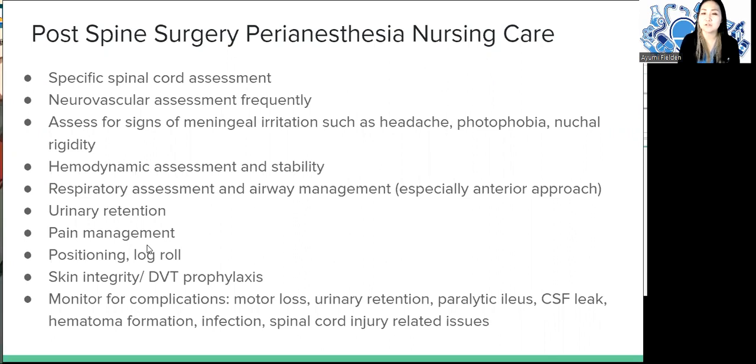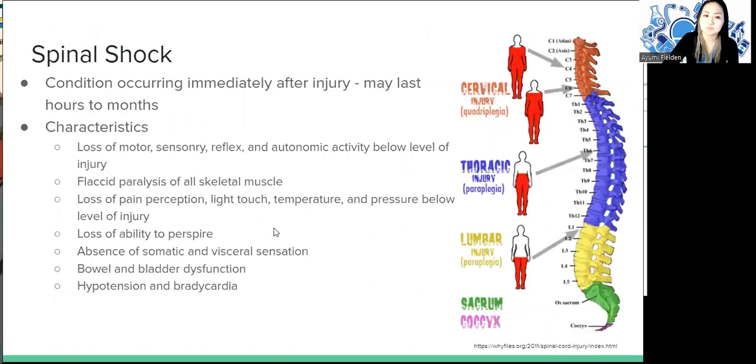And with any long surgery for that matter, it's really important to assess the bony prominences and make sure they didn't develop a pressure injury. For DVT prophylaxis, put on the SCDs, and if they have an order for TEDs, apply them, and if there's an order for chemical prophylaxis, administer that. So monitor for complications like motor loss, urinary retention, paralytic ileus, CSF leak, hematoma formation, infection, and spinal cord injury related issues. So let's talk about the very rare things that could happen, like spinal shock.